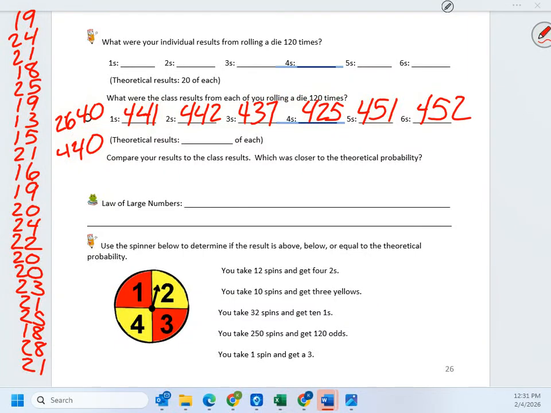Now, just like we did with our heads and tails, we need to look at what your probability was for the ones, twos, threes, fours, fives, sixes. Each individual one, look at the class theoretical results of each. So up top, theoretical results was 20. Were you closer to the theoretical probability with your experimental than the class? For the class, it should be 440. Our total amount, do it out of that 2,640.